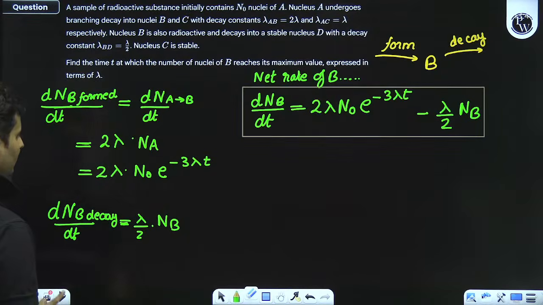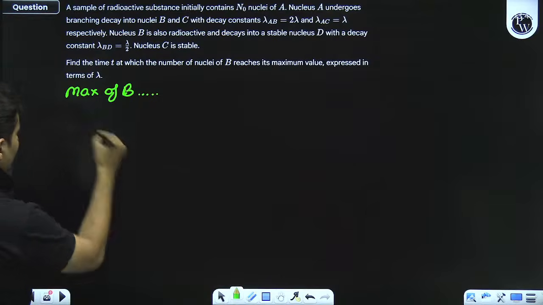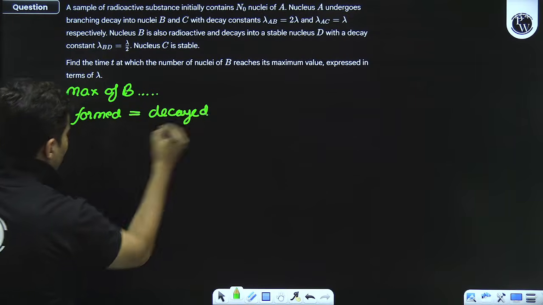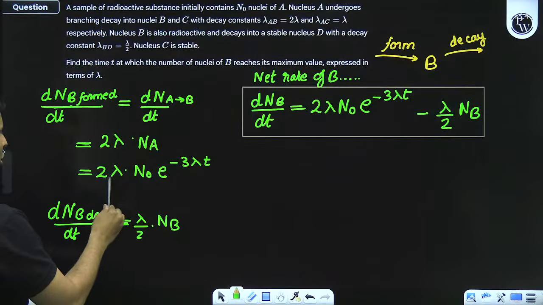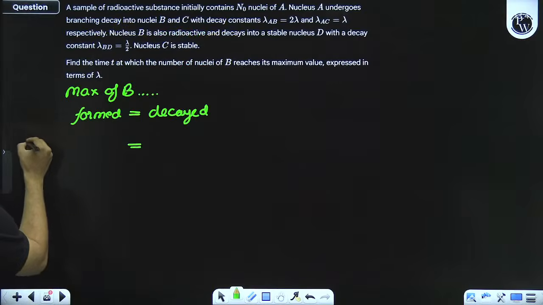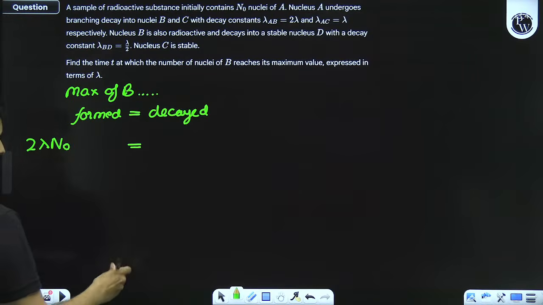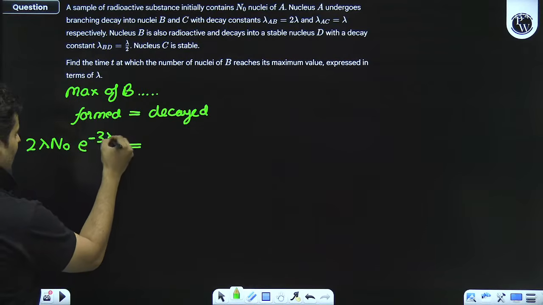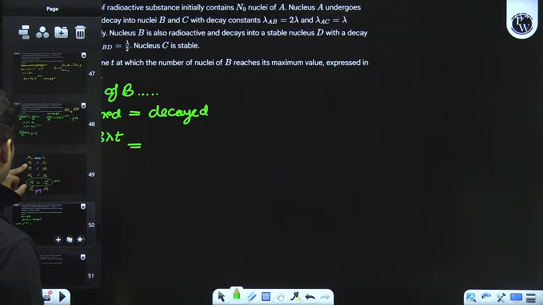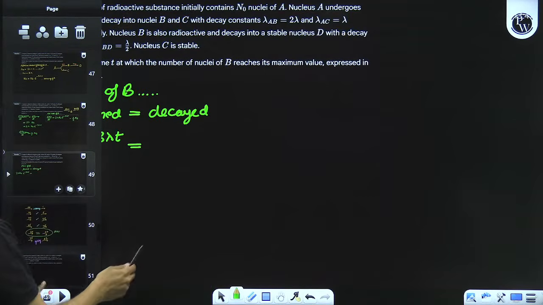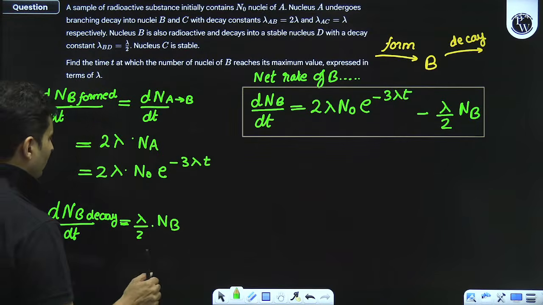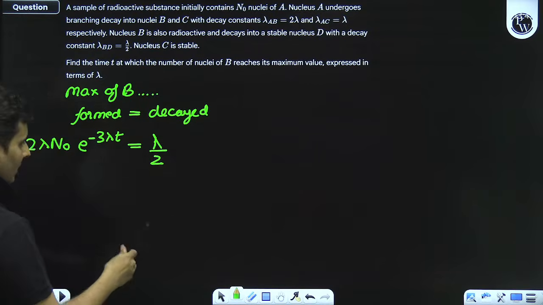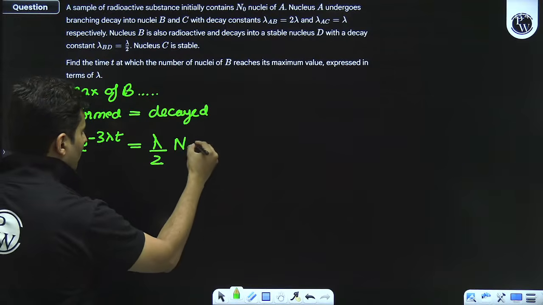So I can just say whatever is being formed is equal to whatever has been decayed. So let's start writing these numbers. What is it? 2 lambda n naught into e to the power minus 3 lambda t. Okay, so I'll just put this over here, and decay is lambda by 2 into nb.